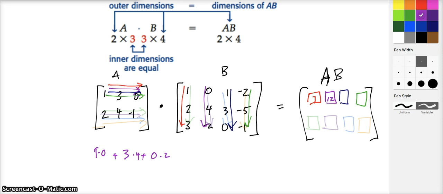So I'll finish this off just in case you're interested, and then we'll get to some examples. Okay, so this is the resultant matrix that I got. Notice it is a 2 by 4.